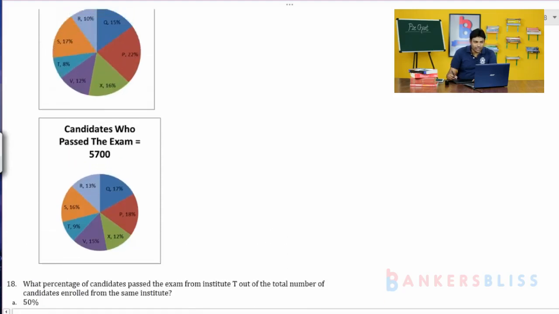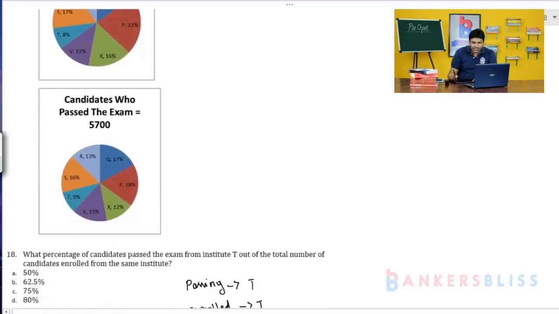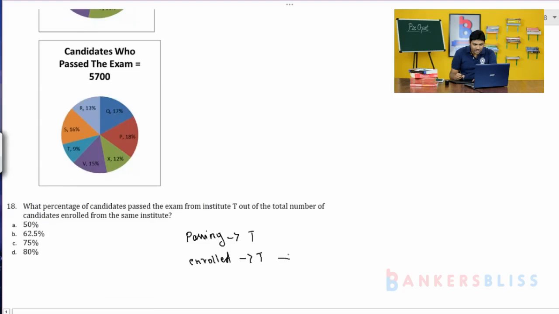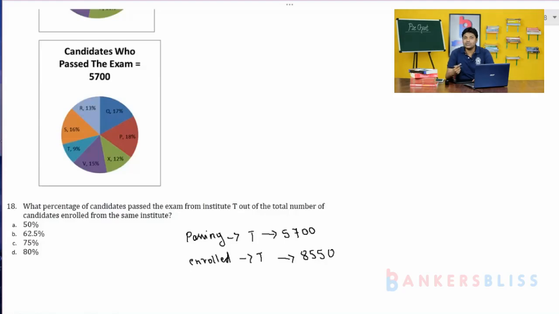But see the chart properly. Enrolled is 8550 and passing is 5700. The enrolled candidates have to be calculated on 8550 and passing candidates have to be calculated on 5700. See, both are different numbers, so directly you cannot calculate. Till now the problems you have calculated were on a common number, so directly you could calculate. But here both are different numbers. So don't worry, only one step is going to be increased.